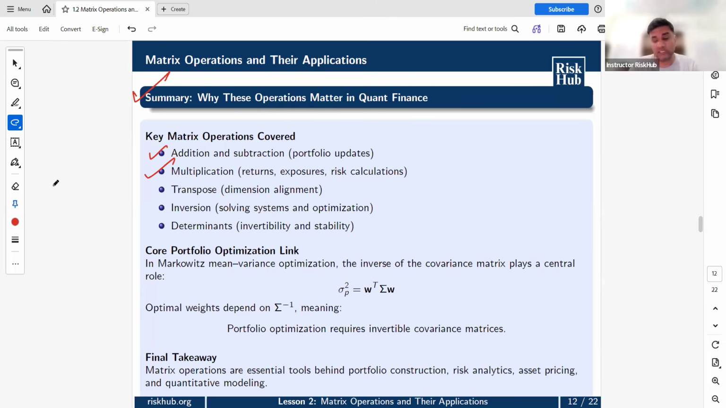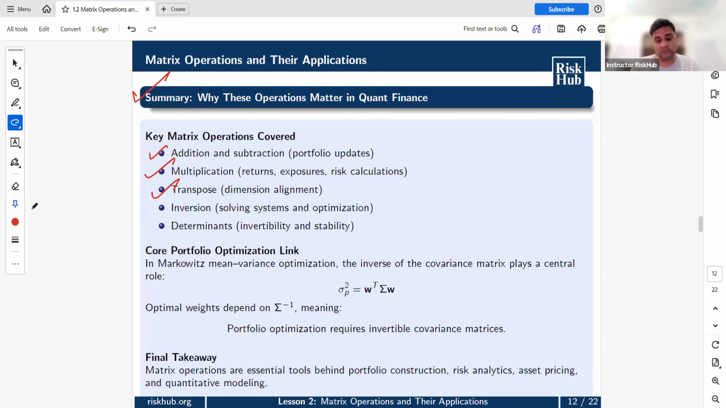Multiplication is the engine of quant systems, used in your weighted returns, your factor exposure, your regression systems, your covariance transformation, right? Whenever you hear weighted coverage or weighted average, this is matrix multiplication hidden underneath, right?